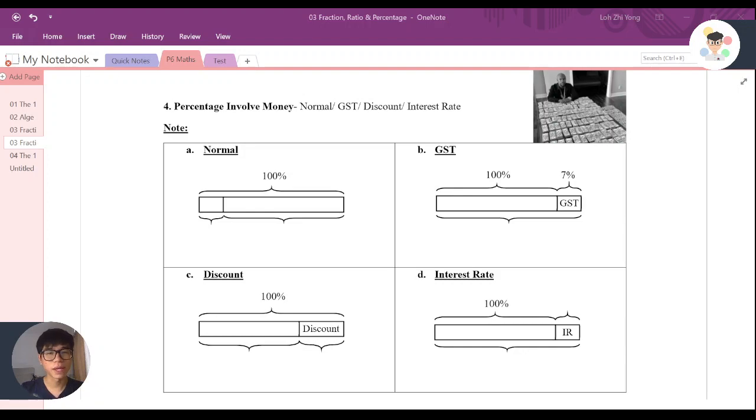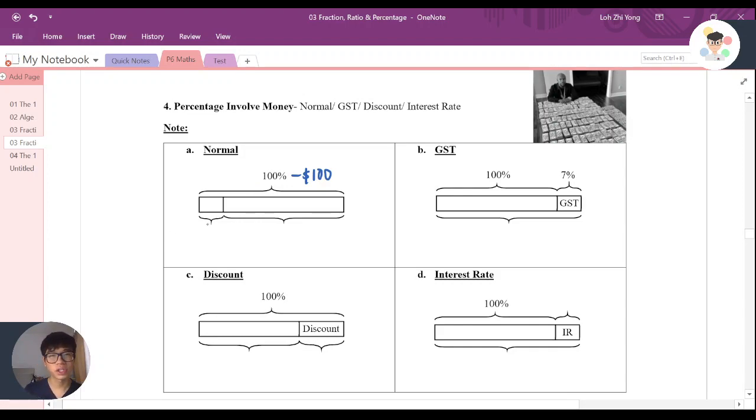The first one I name it as normal. Second one is GST. C is discount, and 4 is interest rate. Okay. So first normal, you can see that I put the 100, then I have something here, I have something here. Now, this is basically the normal situation that we have. Example, I can say that, oh, I have 100%, example, I have $100. This is 100% of all the money that I have.